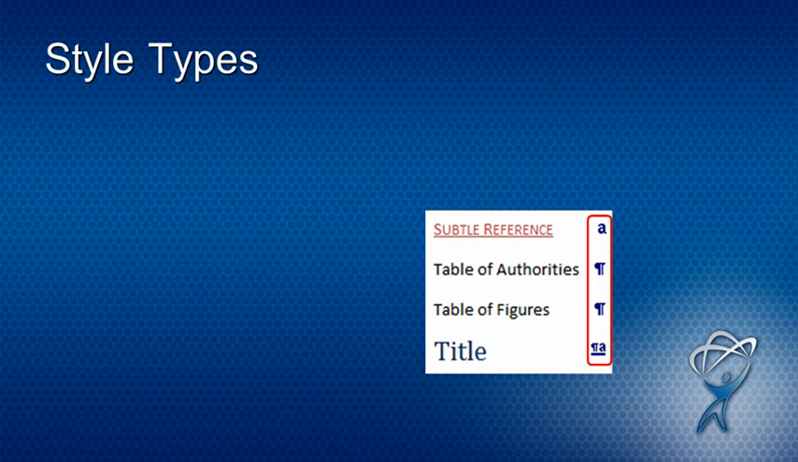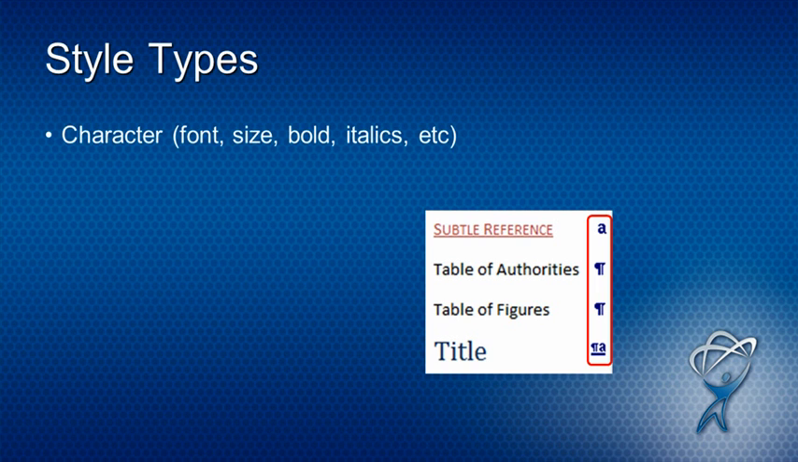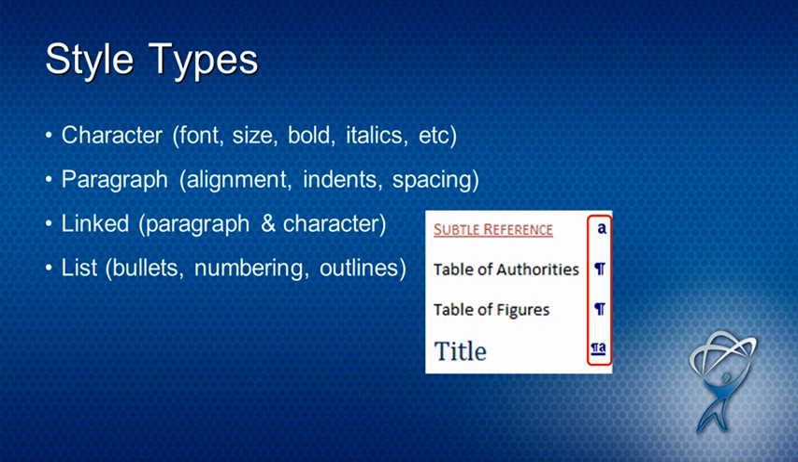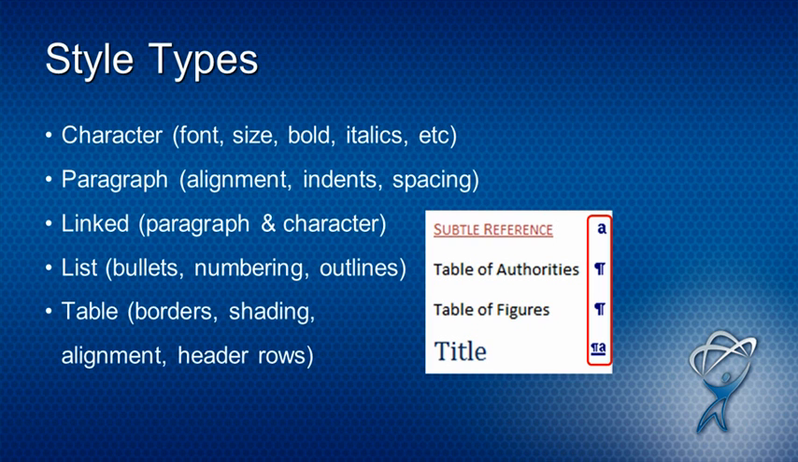Now that I've completely convinced you of the need to use styles and why they are such a wonderful thing, let's talk for just a second about the types of styles we're going to see when we get to work in our document. There are just a few. First of all, we have character styles, followed by paragraph styles, something known as a linked style, list styles, and also table styles. I think the names are pretty self-explanatory.